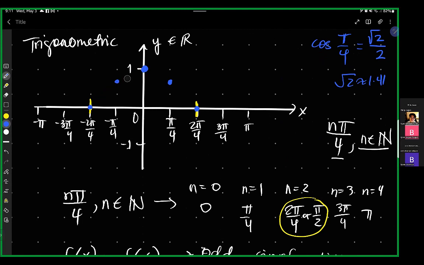Ayan, pangit. Okay, ulitin natin. Okay, ulit. Okay, so that's the plot of y equals cosine x.